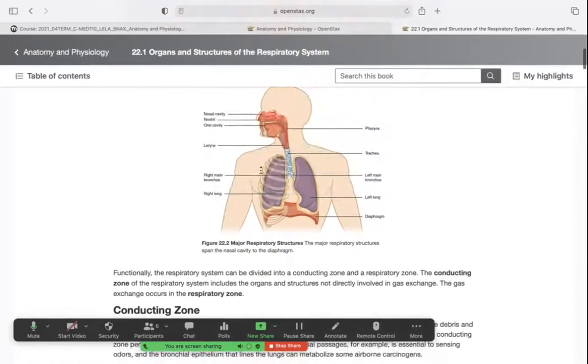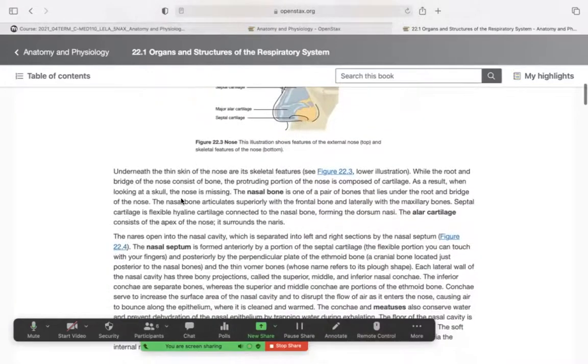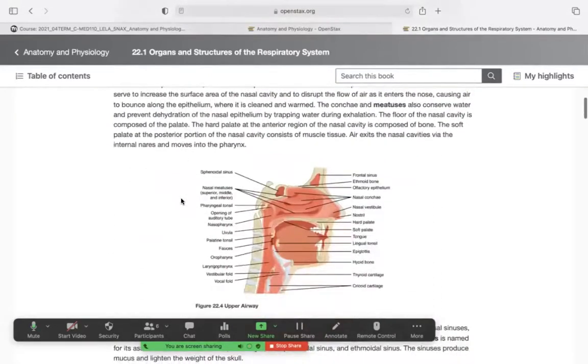So you have a conducting zone, which is lower respiratory tract, and a non-conducting zone. And in some textbooks, they call it the dead space because that upper respiratory tract doesn't contribute to gas exchange. So let's start at the top, nasal.